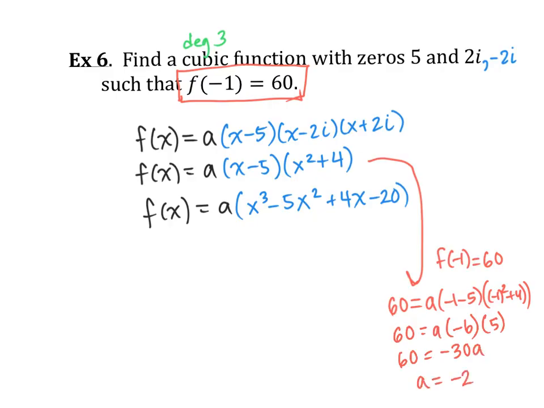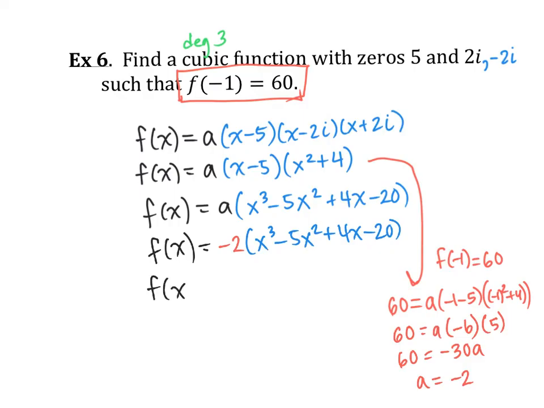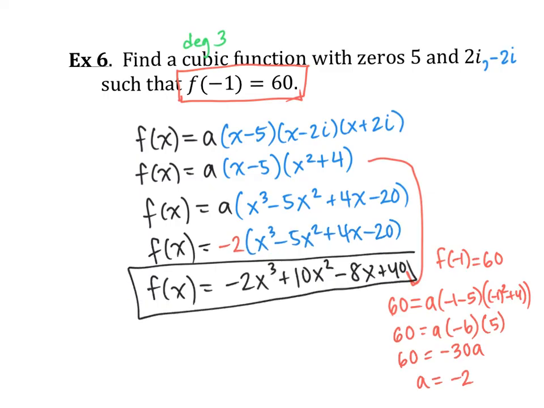If I had plugged in on a different step, I would have also gotten that a is negative 2. Now I need to throw that constant in there so that my function will give me the correct value. Because they're going to want it in general form or standard form, I am going to distribute this out to get my final answer. Okay, this is my final polynomial. It has the 3 zeros they asked for, and if I plug negative 1 into this function, I should get 60.